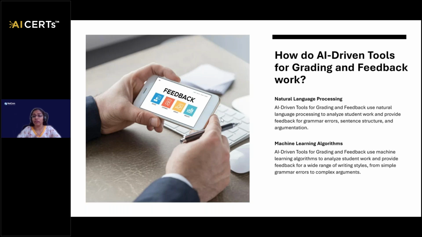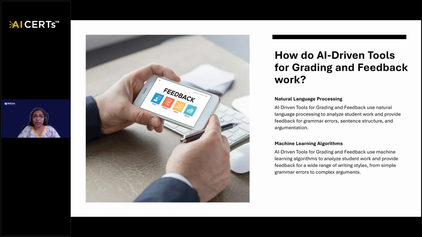AI driven tools for grading and feedback use machine learning algorithms to analyze student work and provide feedback for a wide range of writing styles, from simple grammar errors to complex arguments. Anything and everything can be taken care of by your AI driven tools, because it needs your understanding, your training. The models need to be trained by you. So the way you train them, they will analyze the data in a similar way and work the way you want them to work.